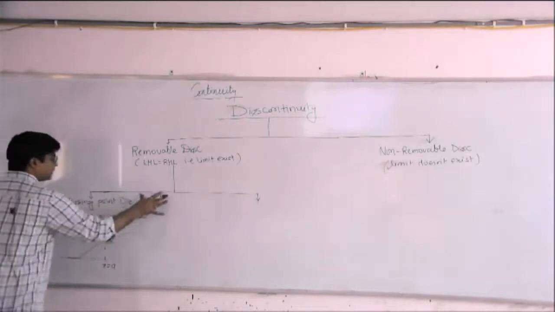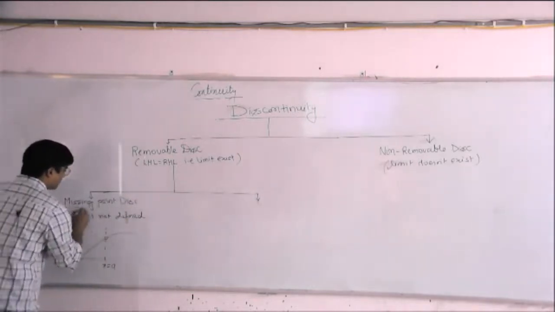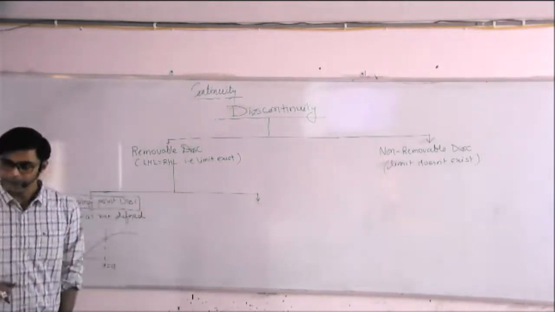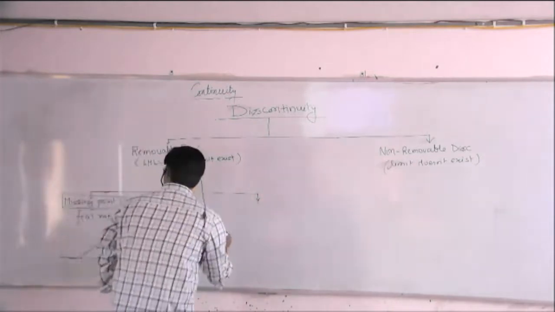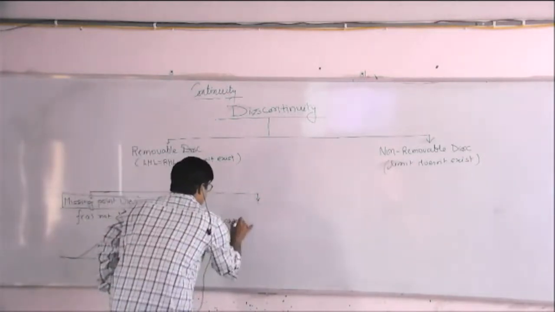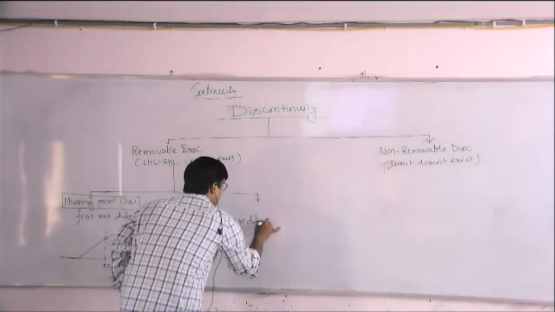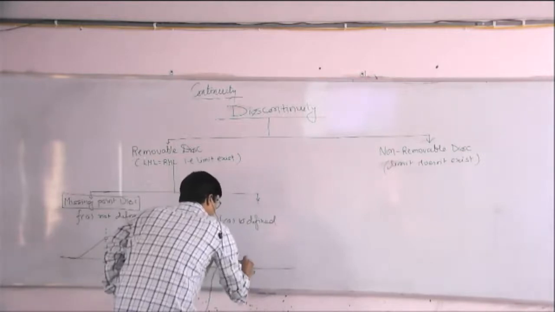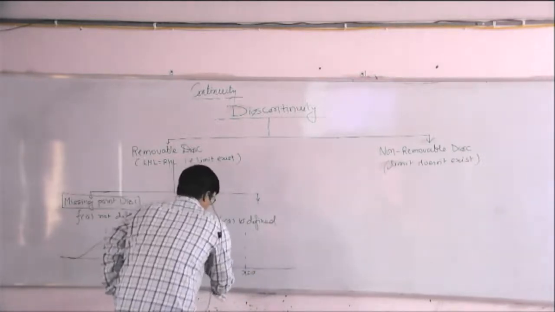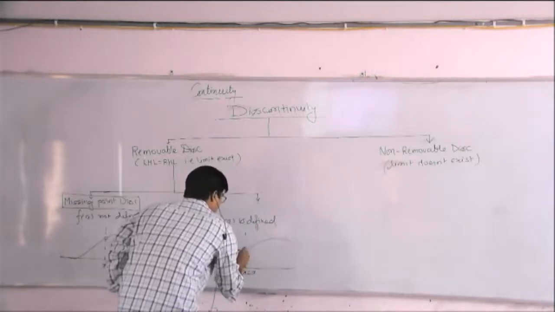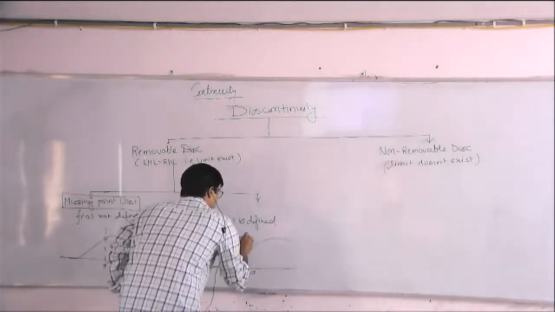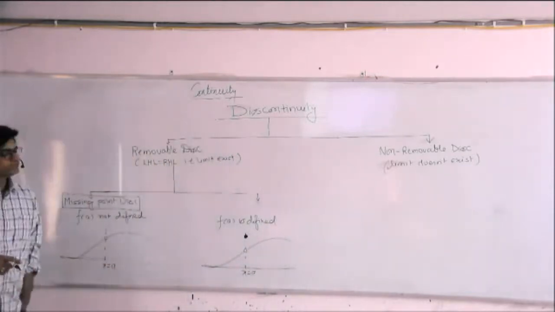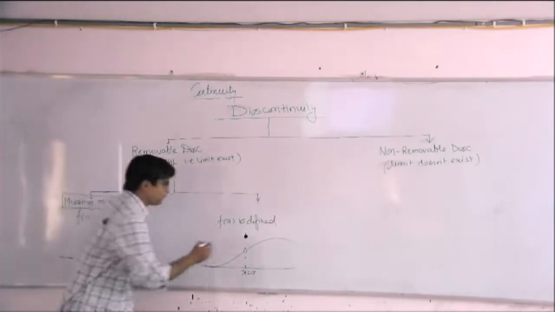Missing point discontinuity is when your f of a is missing. That means it is not defined. Yes or no? Now let's say f of a is defined but not equal to the limit. This is your f of a.